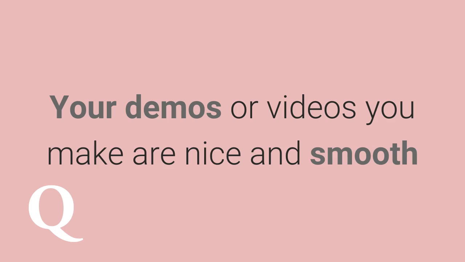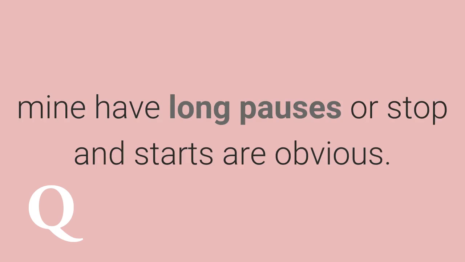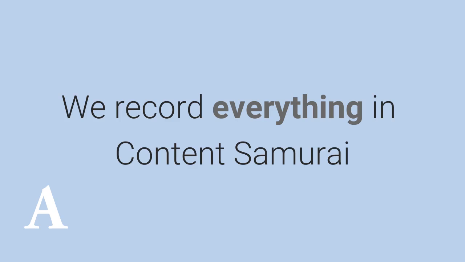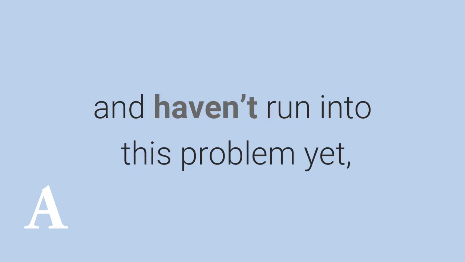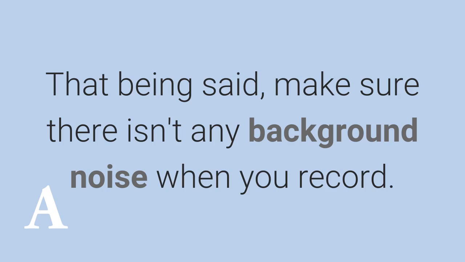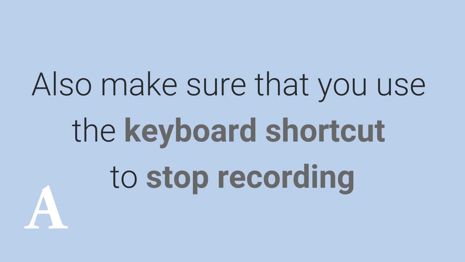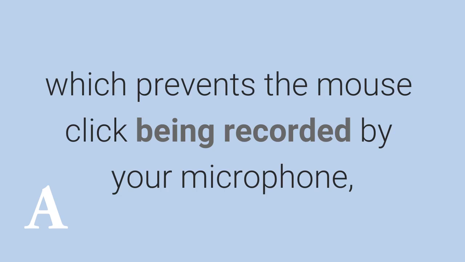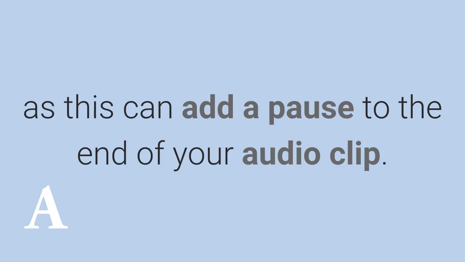Your demos or videos you make are nice and smooth. Mine have long pauses or stop and starts are obvious. How do you do that? We record everything in Content Samurai and haven't run into this problem yet, so it's hard to say what's happening without checking out your video. That being said, make sure there isn't any background noise when you record. Also, make sure that you use the keyboard shortcut to stop recording, the right arrow key, which prevents the mouse click from being recorded by your microphone, as this can add a pause at the end of your audio clip.